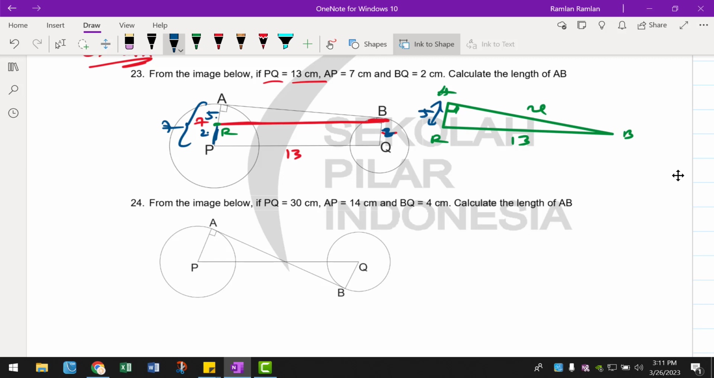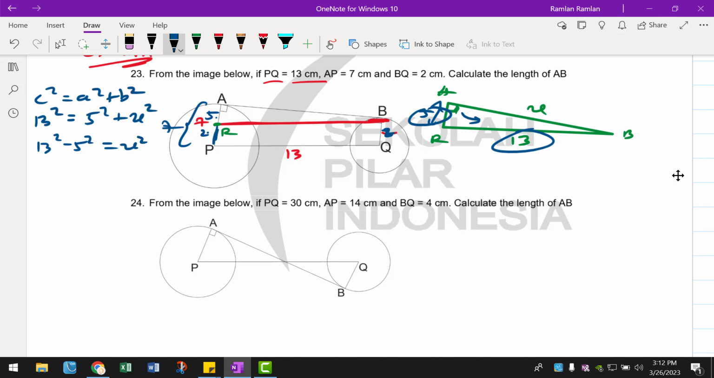So in order to find the x, we only need to use the Pythagoras formula, c squared equals a squared plus b squared, and the c is going to be this one because it's in front of the 90 degrees. That'll be 13 squared equals, let's say a is 5, 5 squared plus b squared, which is x squared. We don't know that yet. So let's move that 5 squared to the left side. That will be 13 squared minus 5 squared equals x squared, and this one will be equal to 144.